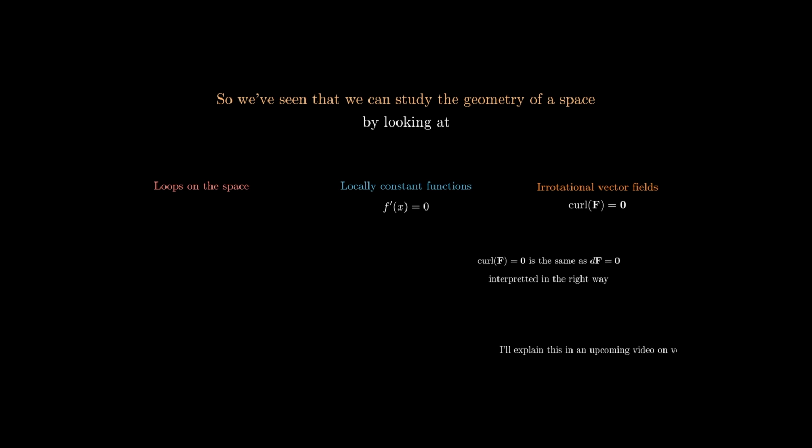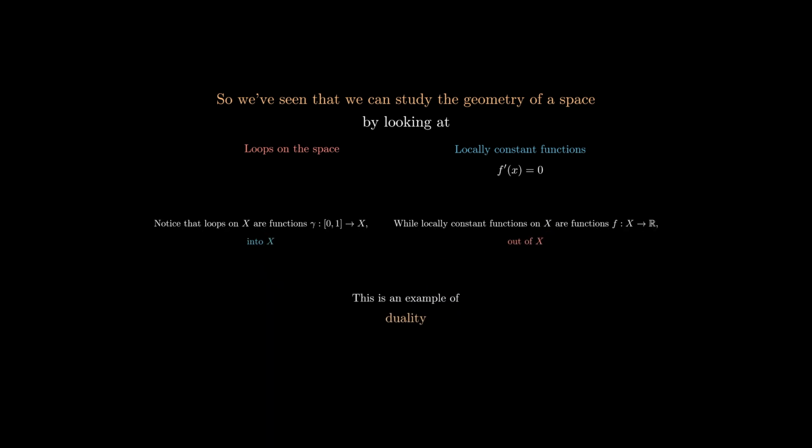So what we've really seen is two different ways of looking at the geometry of a space. We've looked at loops on the space and we've looked at locally constant functions. Notice that loops on the space are just functions gamma, let's say from the interval 0 to 1, into x, while locally constant functions on x are functions out of x into the real line. In particular, loops measure the geometry by looking at maps into x, while locally constant functions study the geometry of the space by looking at functions out of x. So this is an example of something called duality, and is one of the most important concepts in mathematics.